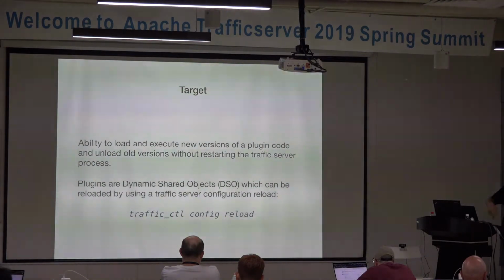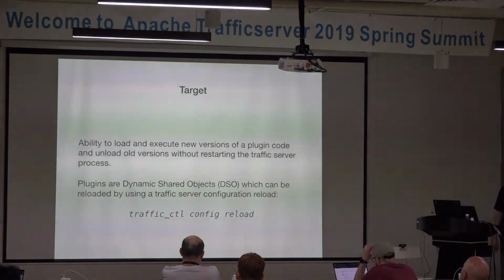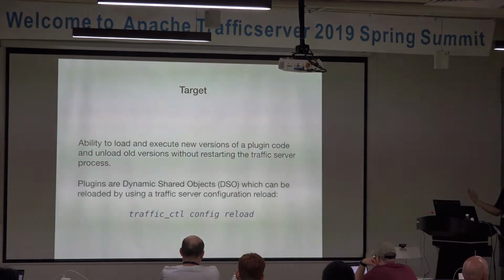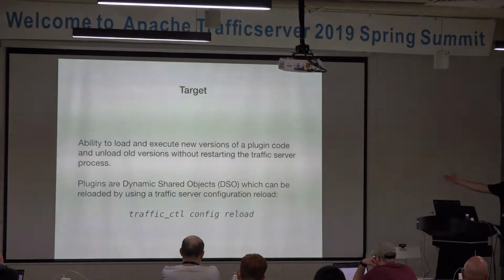So the plugins are dynamic shared objects, and usually the way we specify new versions is by using a configuration file. So currently the only way we could do it is to basically specify a new plugin in a new config and then reload, for example, using traffic control config reload.